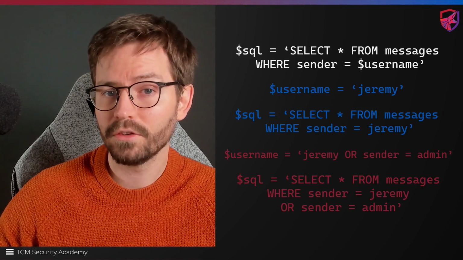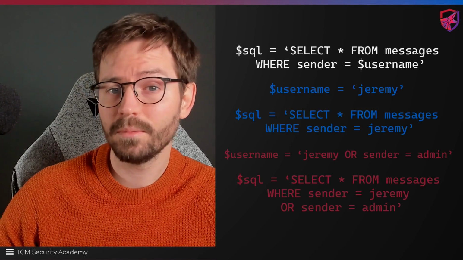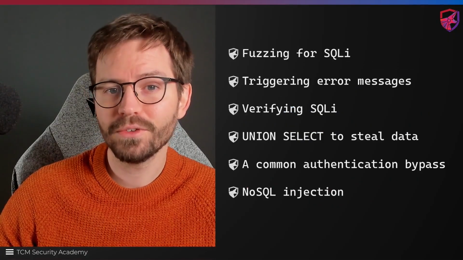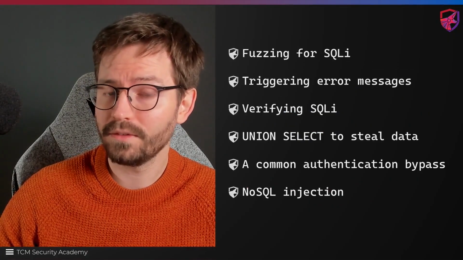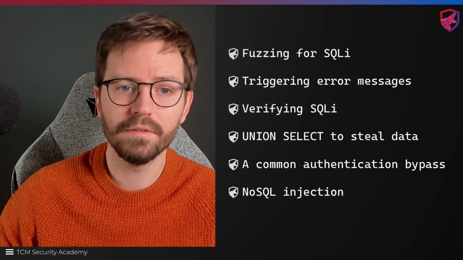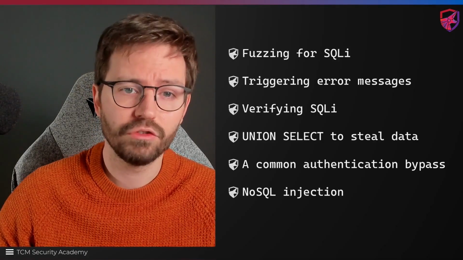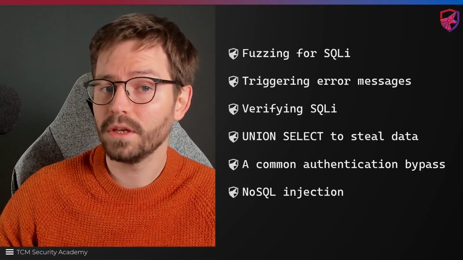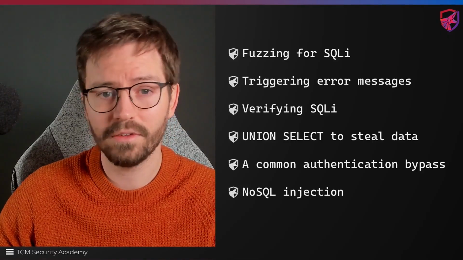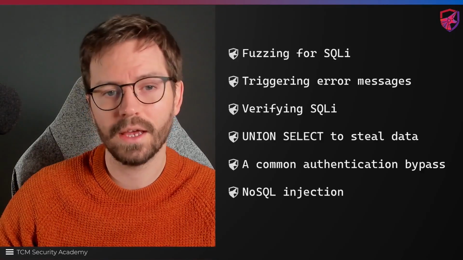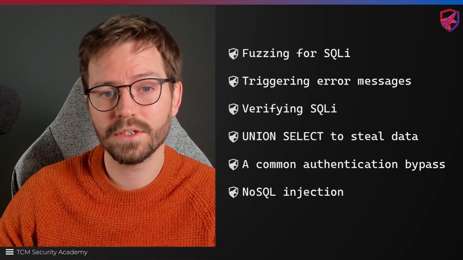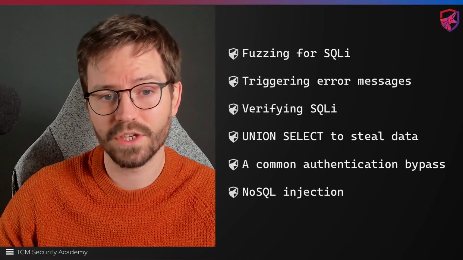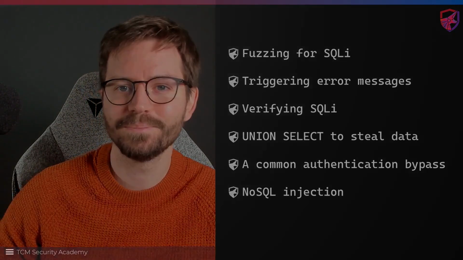But don't worry, as long as we have solid fundamentals and take the time to understand what we see in practice, we'll be successful. In this module, we're going to look at a few common ways to find and exploit SQL injection. We'll cover fuzzing for SQL injection, triggering error messages, verifying our SQL injection attack, using a union select attack to steal data from other tables. We'll then look at the logic of a common authentication bypass, and then of course we'll also look at NoSQL injection too. I'll see you in the next video.